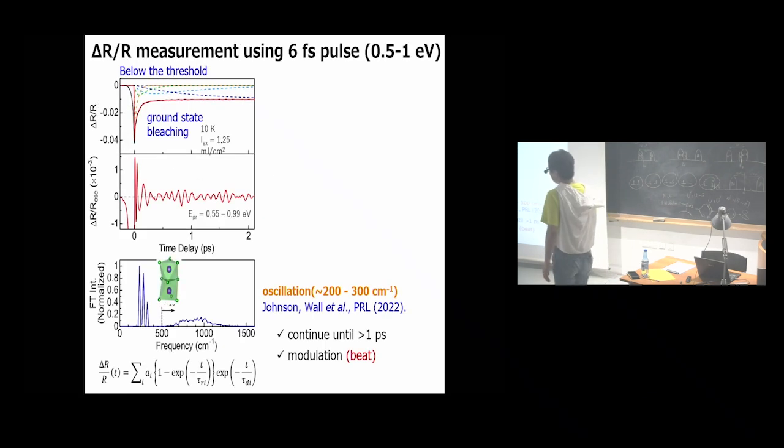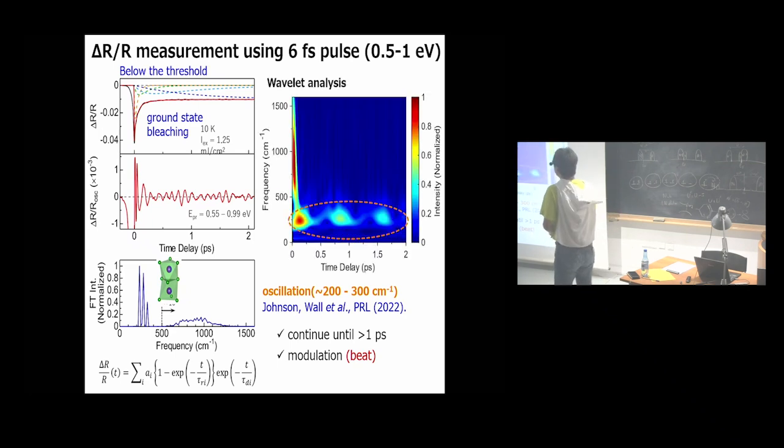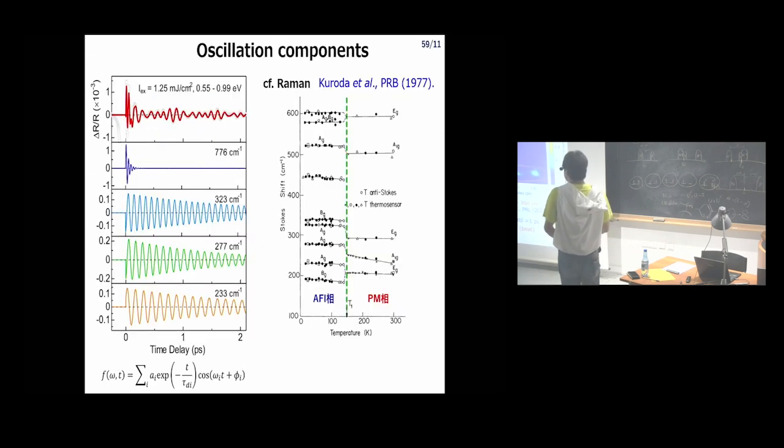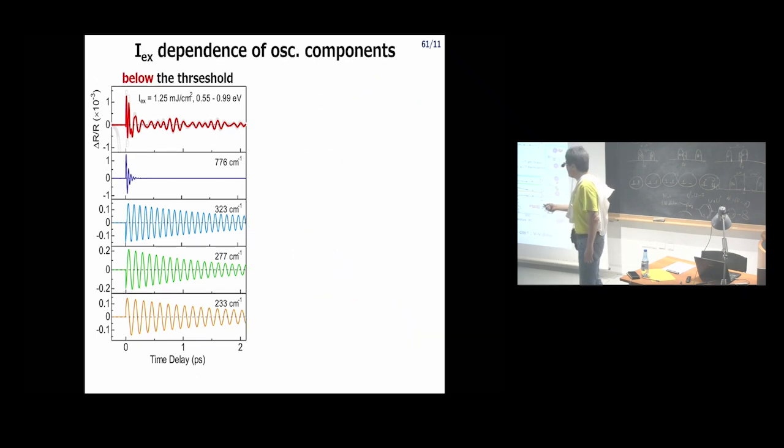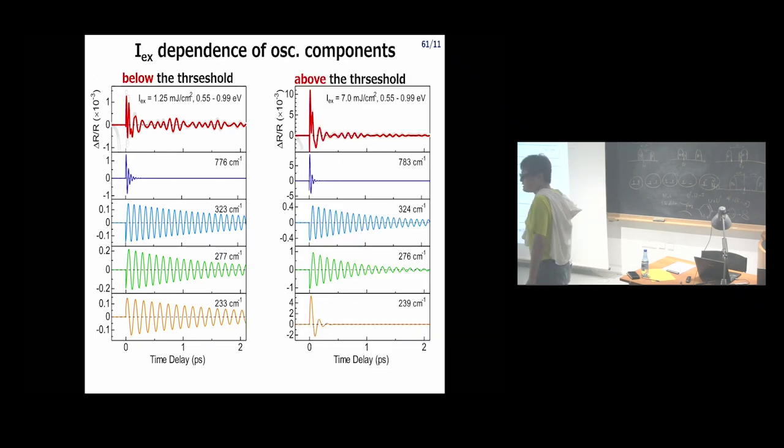I would like to discuss the precursory dynamics by using the 6 femtosecond pump-probe experiment. We have a coherent phonon. The Fourier spectrum of this coherent phonon is shown here. We have a clear three peaks, and this coherent phonon has already been discussed in this paper. Some controversial problems remain, but they are attributed to the dimer oscillation. And among them, we have a very clear excitation intensity dependence only for this mode.